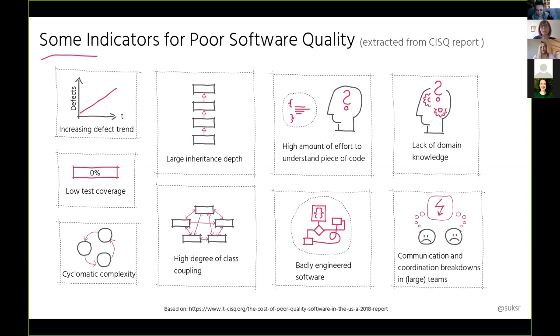Also, a high amount of effort to understand a piece of code, or badly engineered software resulting from immature practices or undisciplined practices, can also be potential indicators for poor software quality. Also, the lack of domain knowledge and communication and coordination issues in teams are potential indicators for poor software quality.